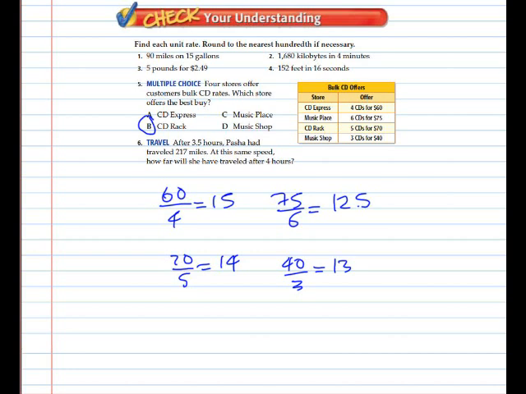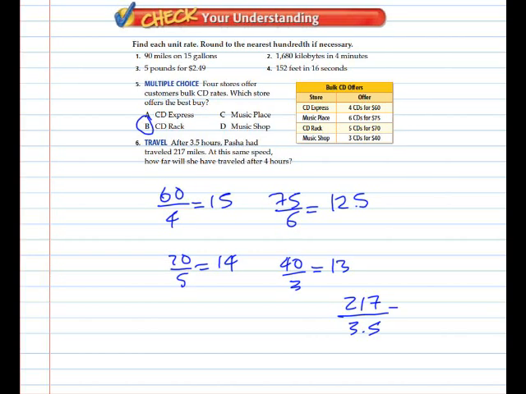After 3.5 hours, Pasha had traveled 217 miles. At this rate, how far would she have traveled after 4 hours? So 217 divided by 3.5. Let's use our calculator for that. 217 divided by 3.5 gives us 62 miles per hour. So we take that times 4 and we get 248 miles distance traveled.